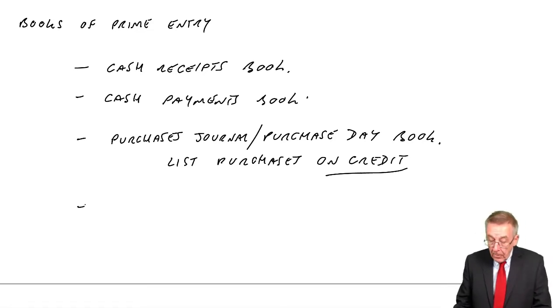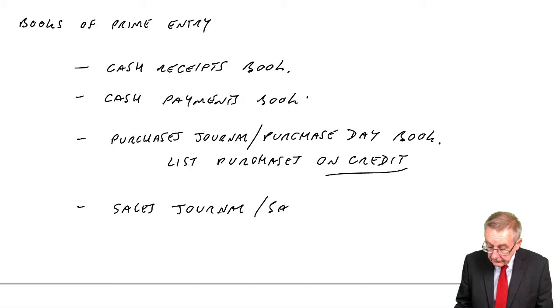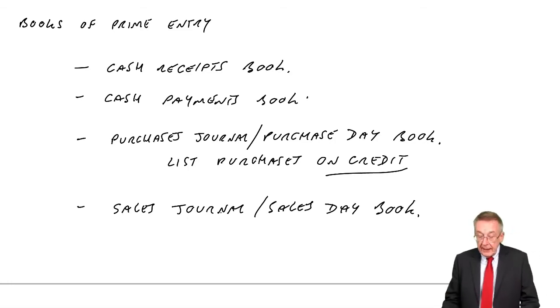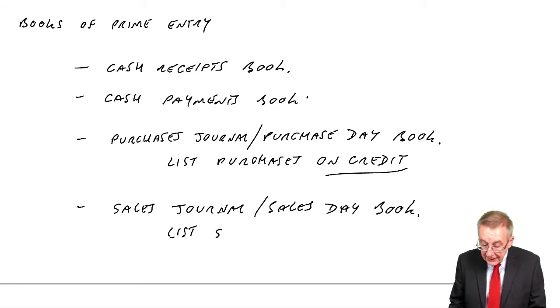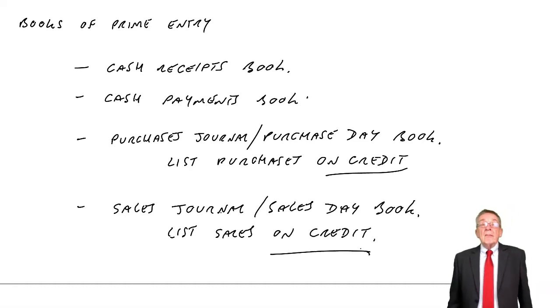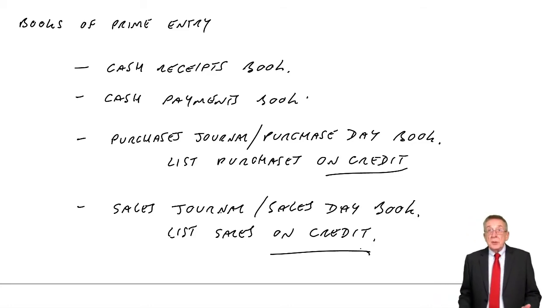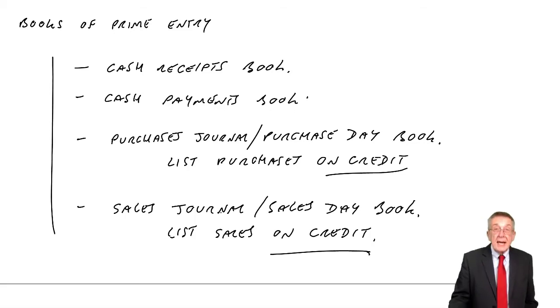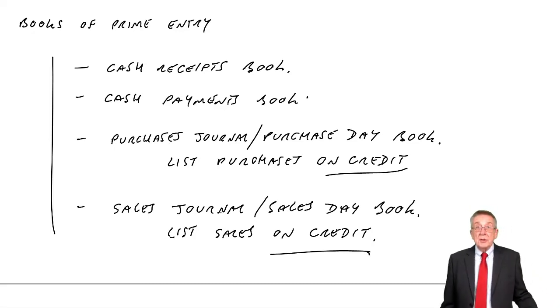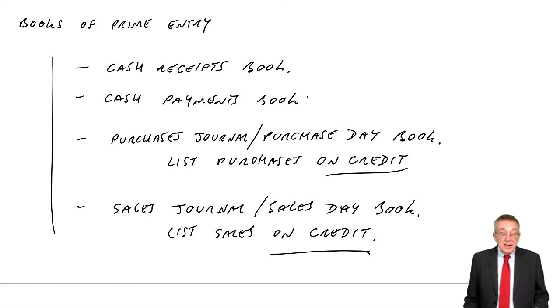And finally, the main four, a sales journal or a sales day book. But again, despite its name, we don't list all sales here. We list sales on credit. Now, there can be other books, and I'll mention a couple more later, but these certainly are the main four for any business. And let me, before I do any more talking, show you how we use these with an illustration. There's an example on the third page of the notes.